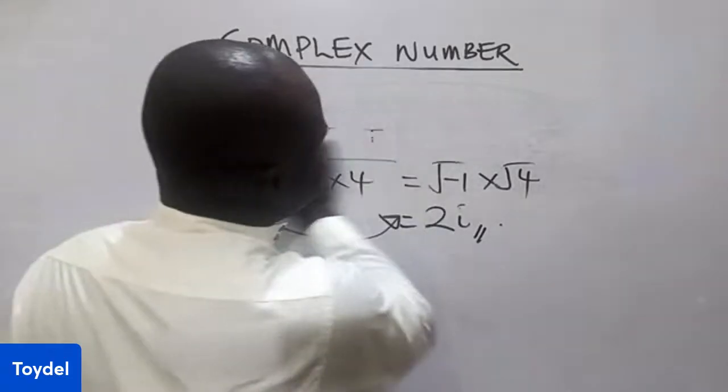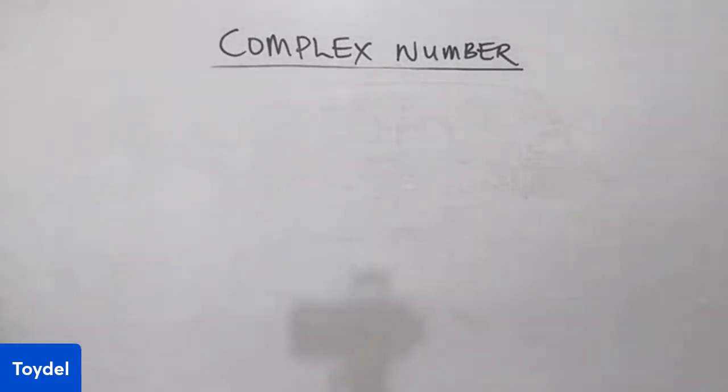Not only that, like every other numbers that we have, we can actually carry out basic operations on complex numbers. For instance, we said i is equal to square root of -1. That's what we said, that i is equal to square root of -1.